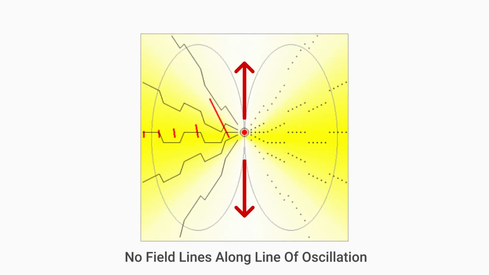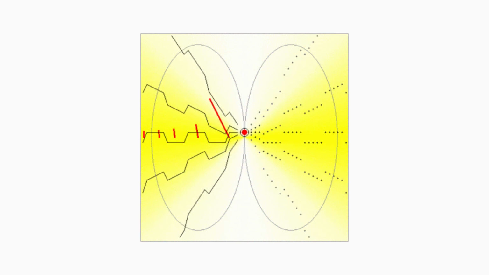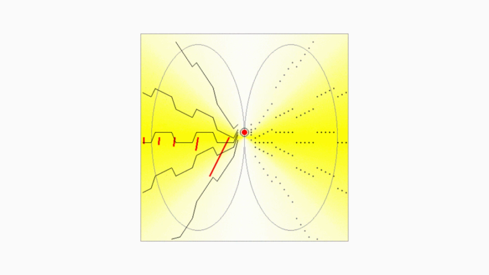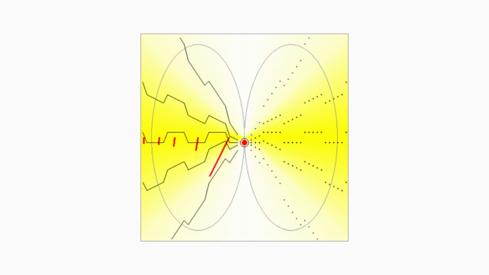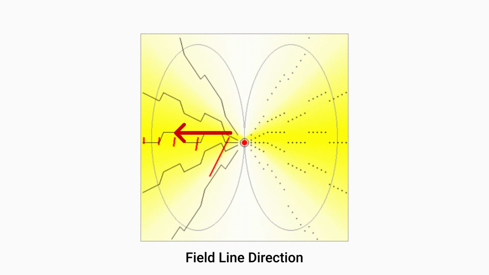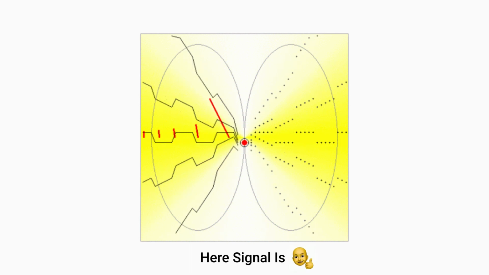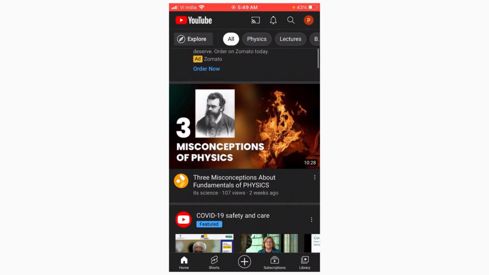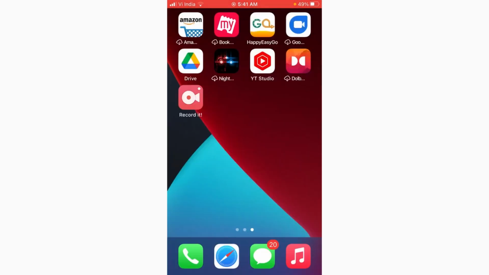We can easily see from this video that along the line of oscillation, no field lines are transmitted. So if we stand along the line of the oscillation, we will not be able to receive the radiation. Hence, the disturbance occurs. But if we place ourselves perpendicular to the line of the oscillation and near the charge, we will receive a good signal. While at some places the connection is at its fullest, this is the reason why we get a poor connection at some places.